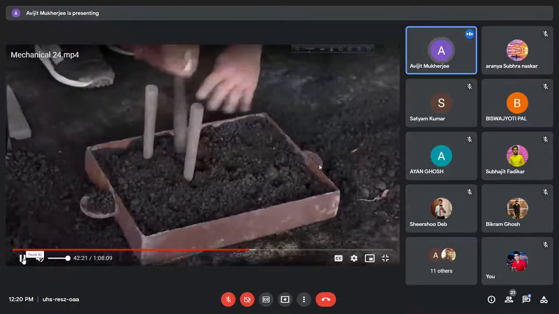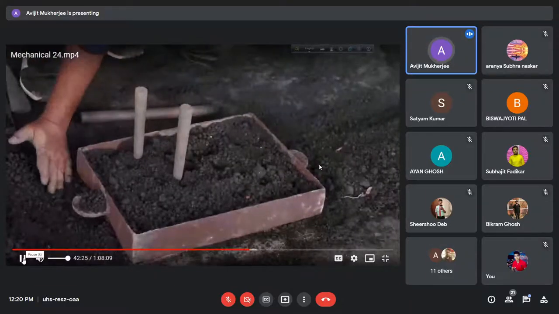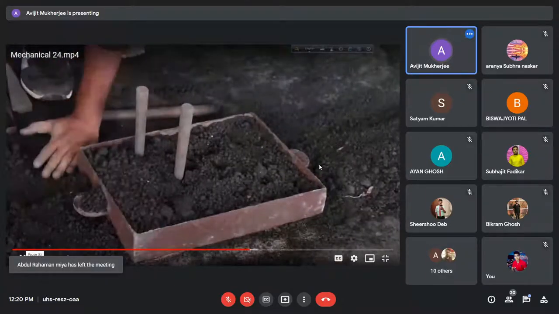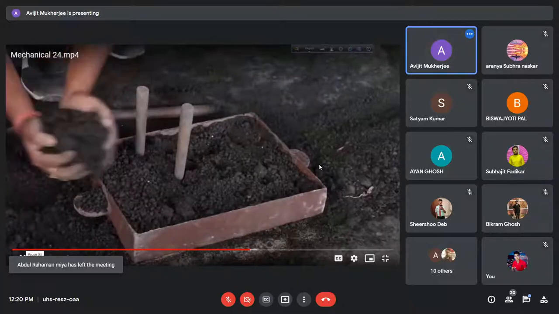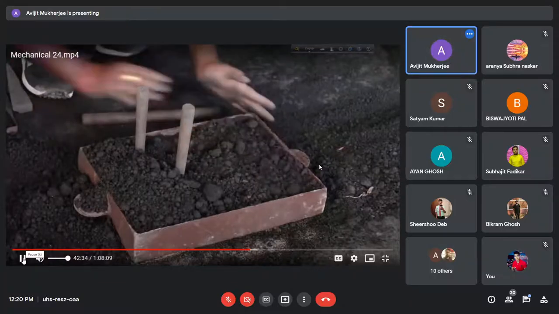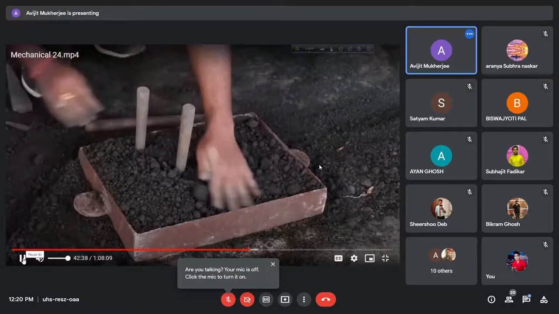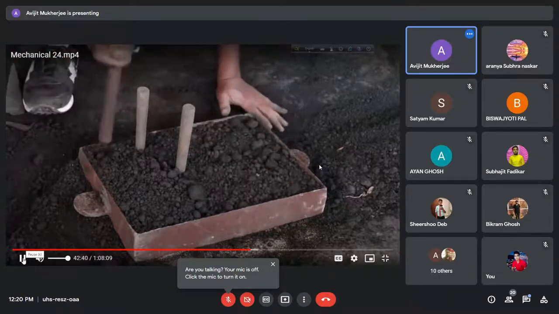Again, once it is completed, you can see that there is a gap again. Again, we need to fill it with sand. Once it is filled again, start ramming again.